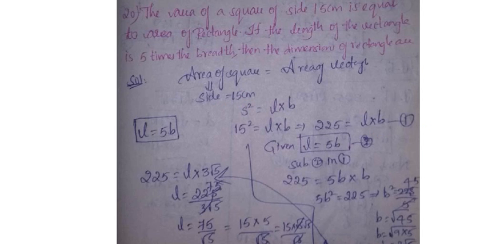Now we shall move to the second point. The length of the rectangle is 5 times the breadth. That means length equals 5 times breadth. So L equals 5 into B, that is 5B. This is our second equation. Now substitute the second equation in the first equation. What will you get? See, length equals 5 into breadth, no? So 225 equals 5b into b. Why? Because length means 5b. 5b into b. So b into b is b squared, you know that. 5b squared equals 225.